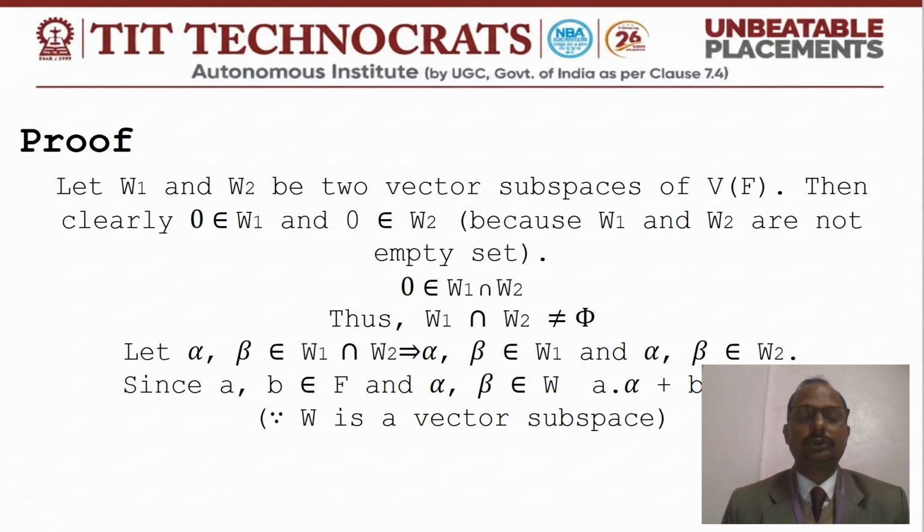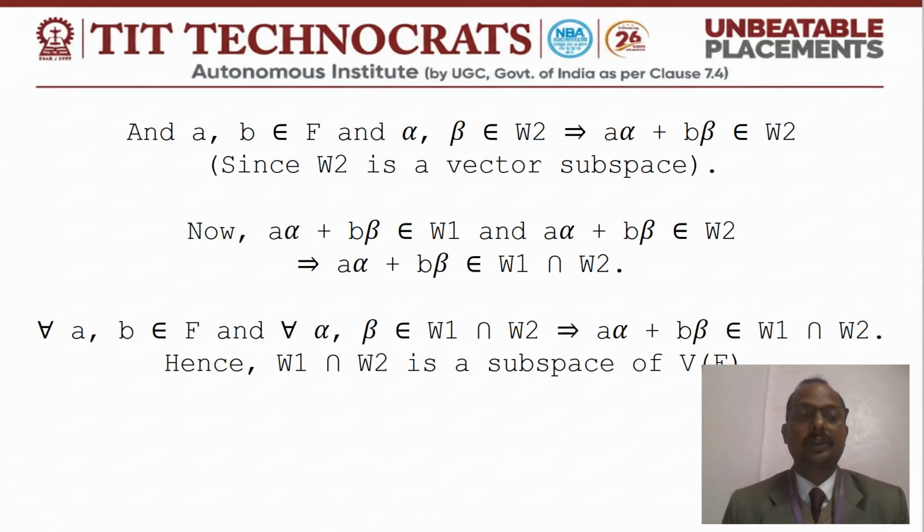Let alpha, beta belong to W1 intersection W2. This implies alpha, beta belong to W1 and alpha, beta belong to W2. Since a, b belong to F and alpha, beta belong to W1, we can write a alpha plus b beta belongs to W1, since W1 is a vector subspace. And a, b belong to F and alpha, beta belong to W2. This implies a alpha plus b beta belongs to W2, since W2 is also a vector subspace.